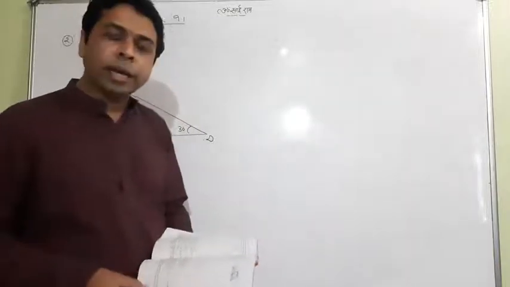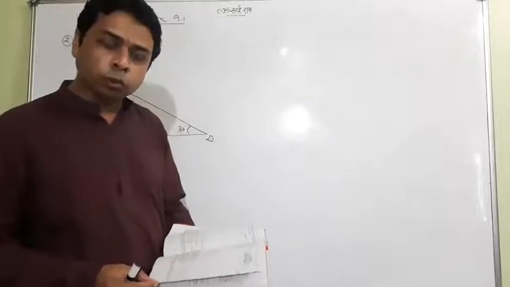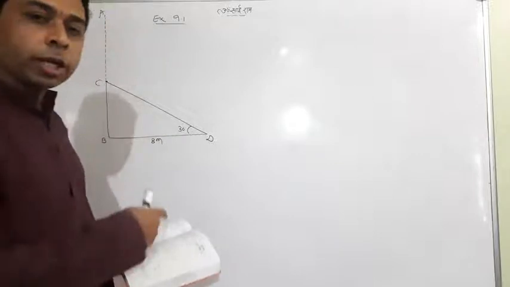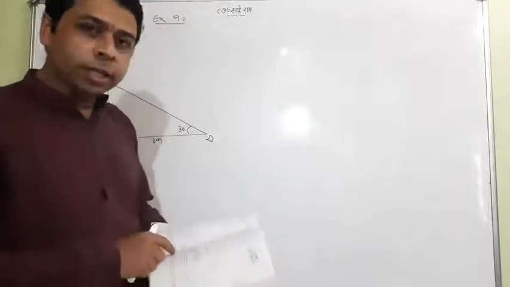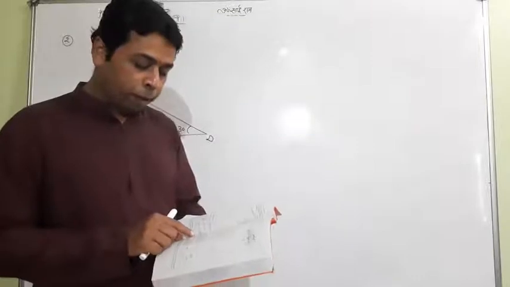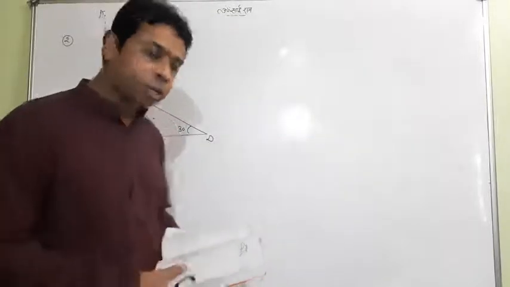We completed examples. Now we will do some exercise questions. So we have chosen first to do the second question. The picture I have already made here. The question says, a tree breaks due to a storm and the broken part bends so that the top of the tree touches the ground, making a 30 degree angle.